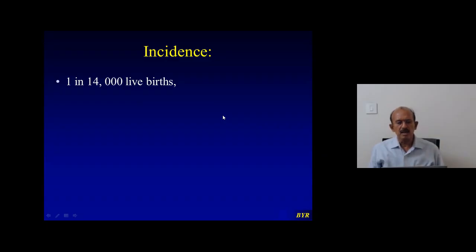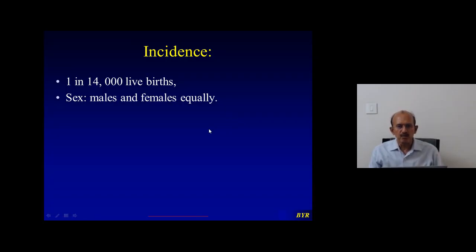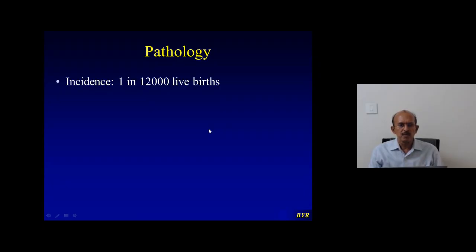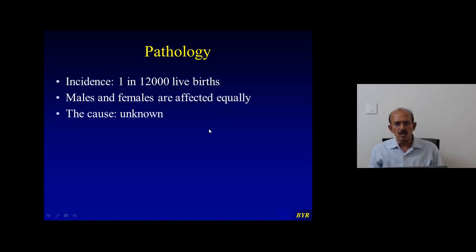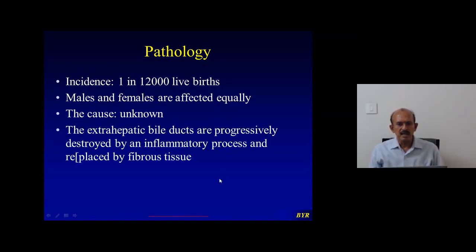This is extrahepatic biliary atresia. There will be atresia or non-development of the bile ducts outside the liver. This occurs in 1 in 14,000 live births. Males and females are affected equally. Pathology: the cause is unknown. The extrahepatic bile ducts are progressively destroyed by an inflammatory process and replaced by fibrous tissue at the time of birth or just before birth.